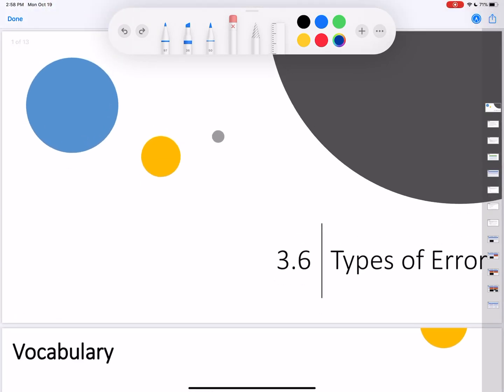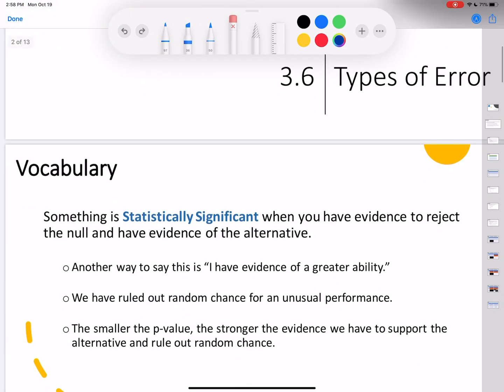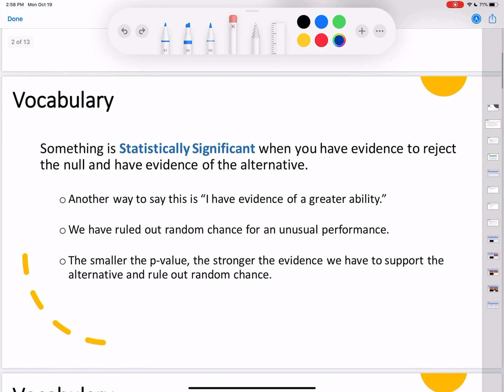Today we're going to talk about the types of error. Something is statistically significant when you have evidence to reject the null and have evidence of the alternative. Another way to say this is, I have evidence of a greater ability. We have ruled out random chance for an unusual performance. The smaller the p-value, the stronger the evidence we have to support the alternative and to rule out random chance.